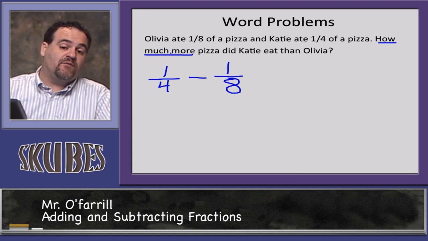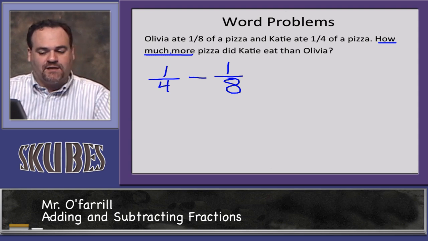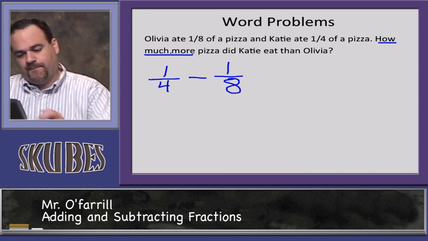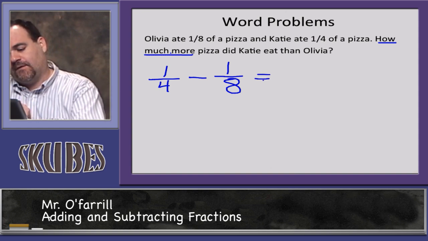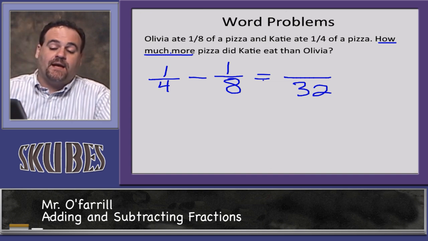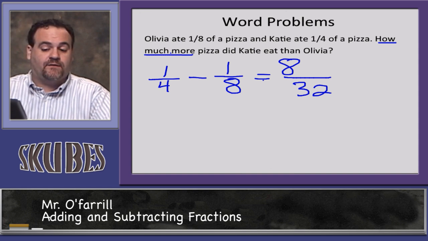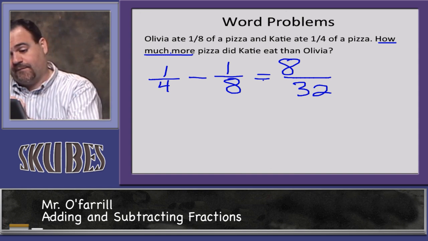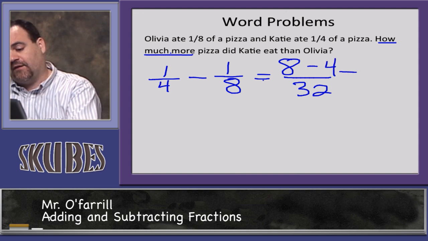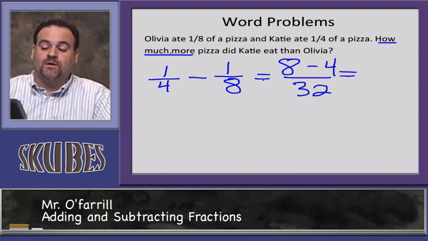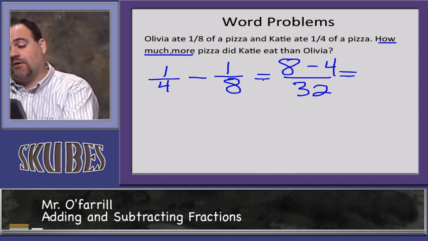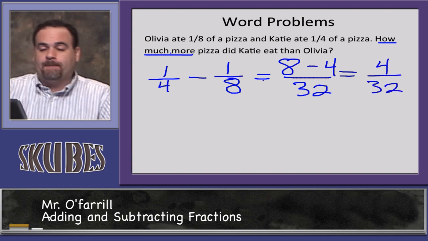We're going to do the same thing we've been doing since the denominators are not the same. 4 times 8 is 32. 8 times 1 is 8. And 4 times negative 1 is negative 4. Which leaves us with 8 minus 4, or 4 over 32.